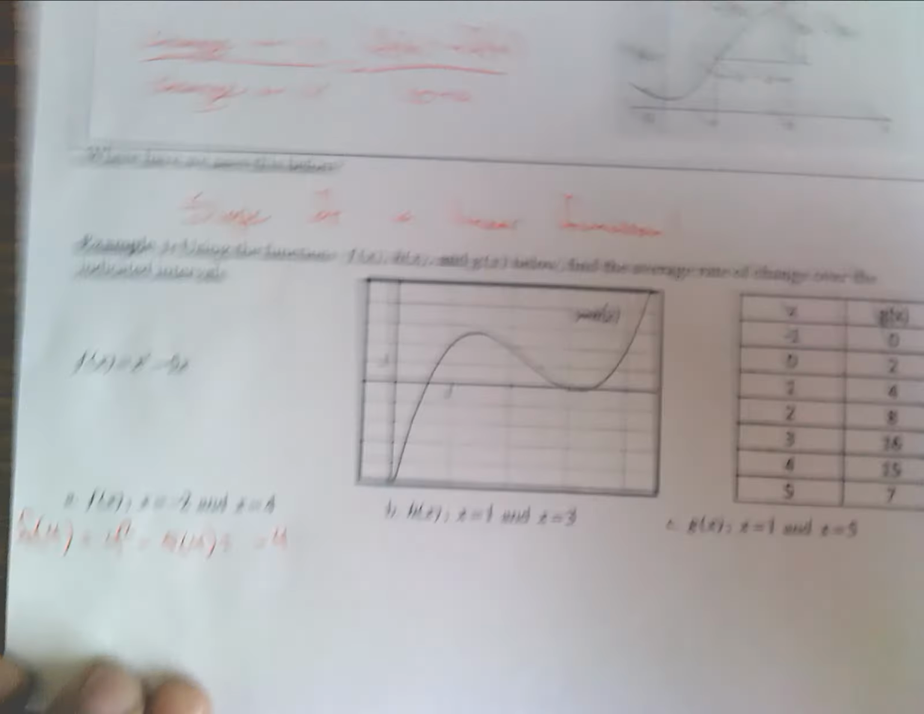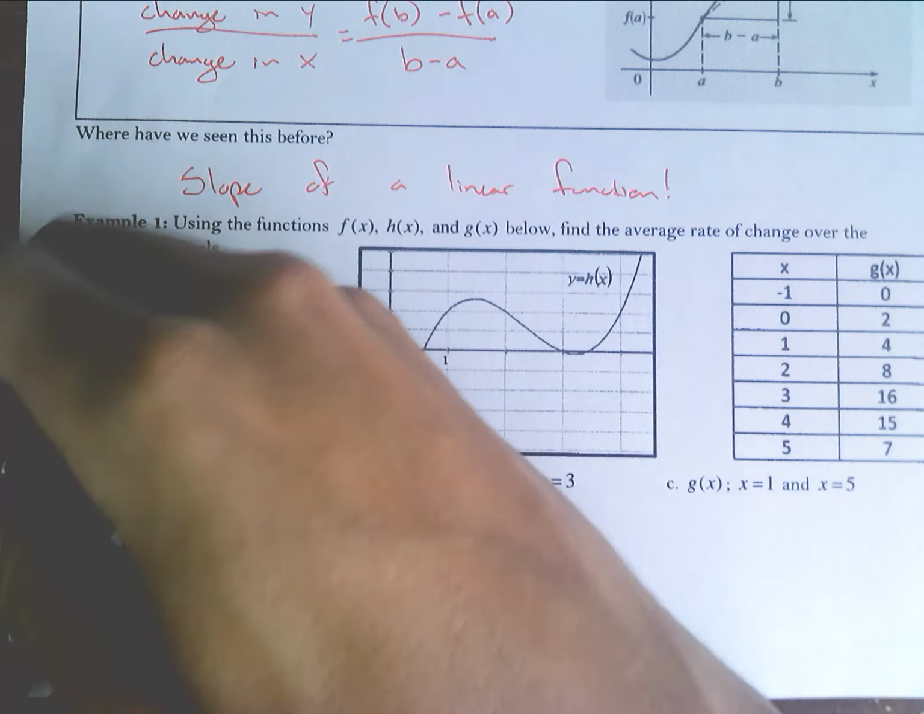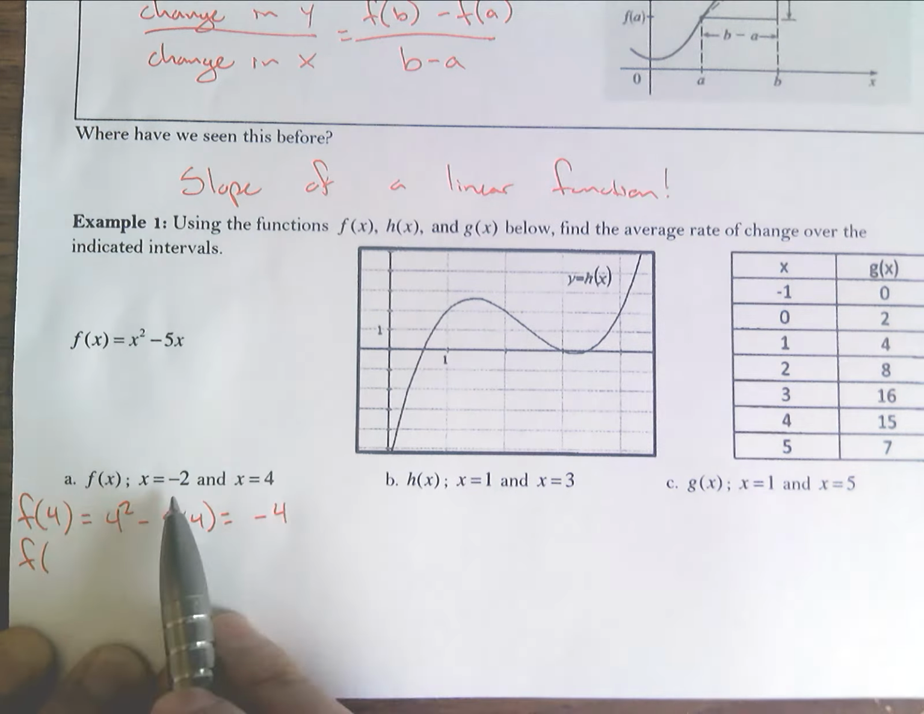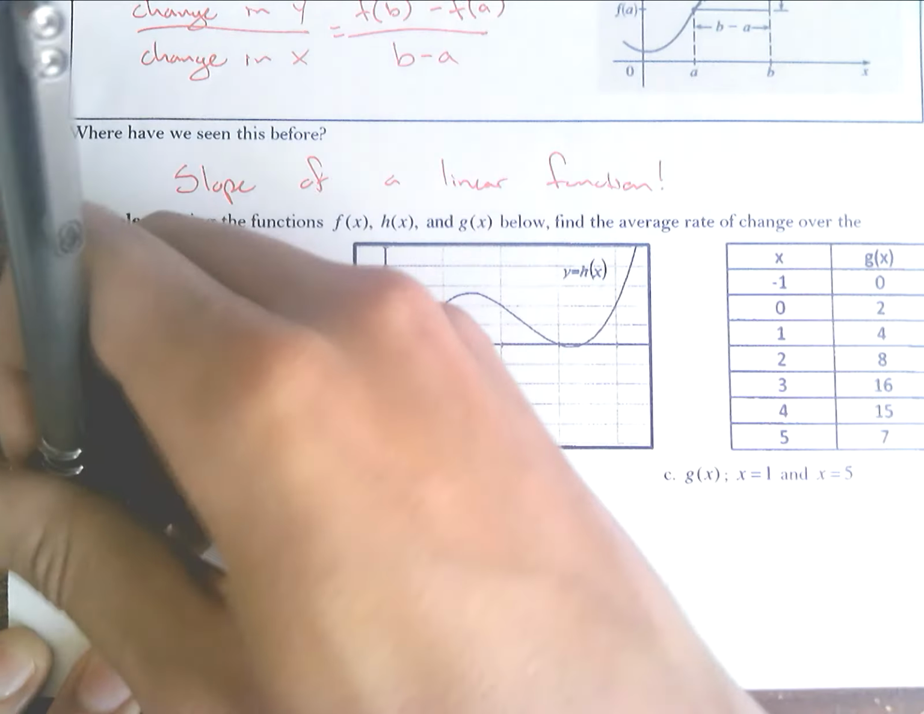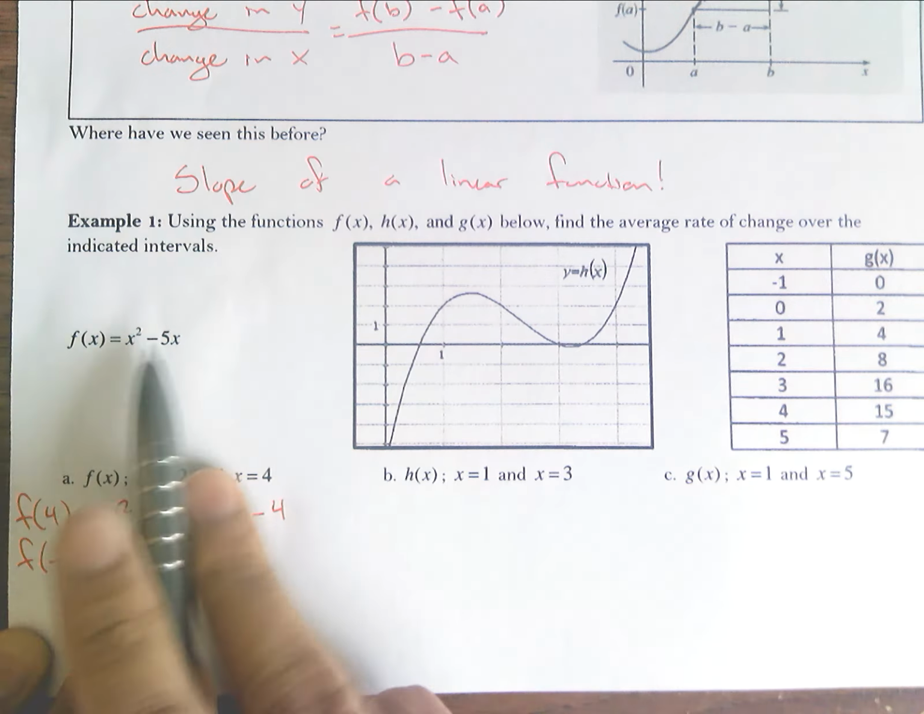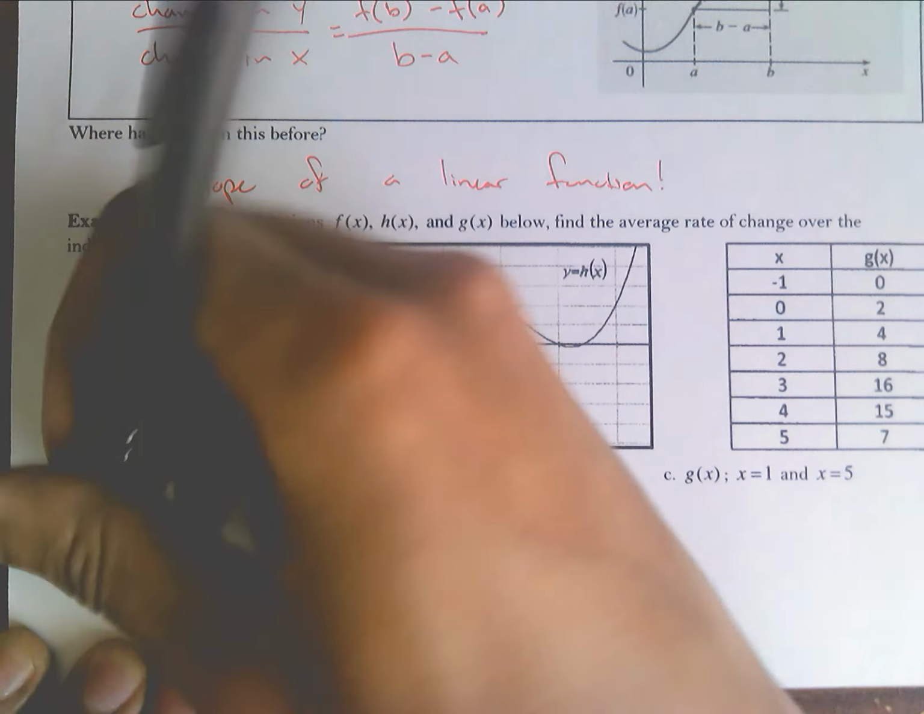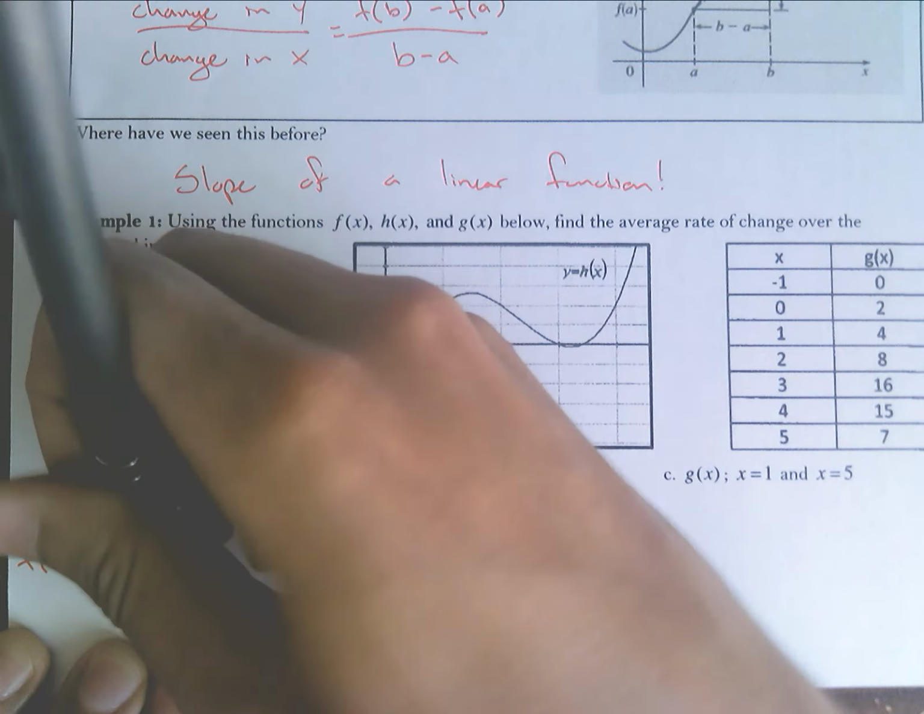f of a is the function value at our initial point, or negative 2. So f of negative 2 is, well, we have negative 2 squared minus 5 times negative 2. Well, negative 2 squared is 4, minus negative 10. So 4 minus negative 10 gives us a positive 14.